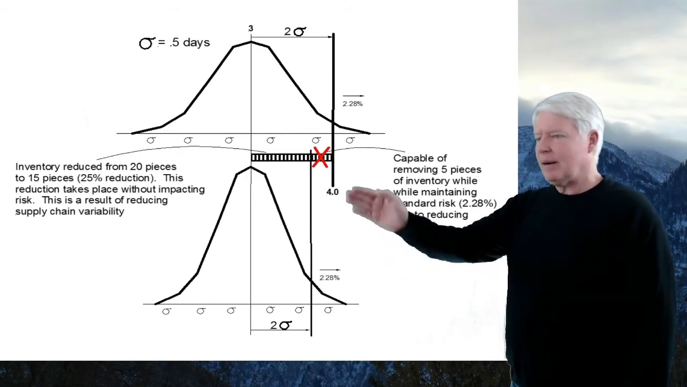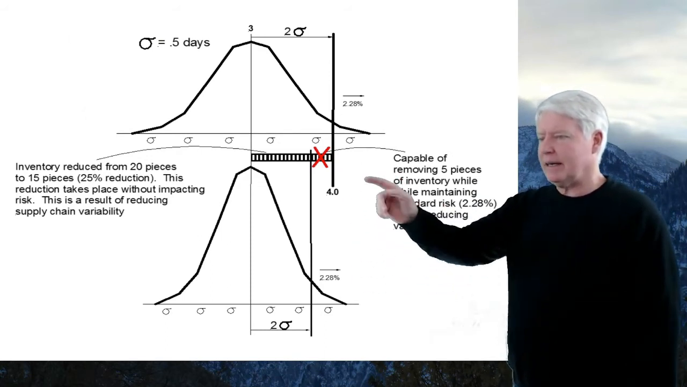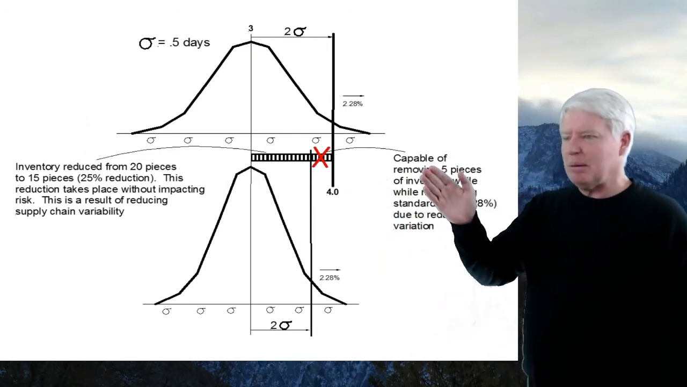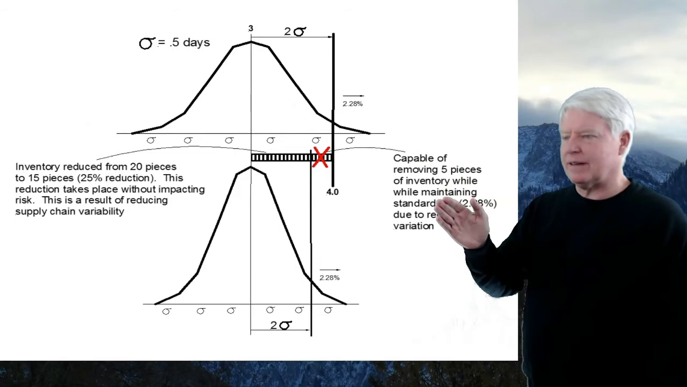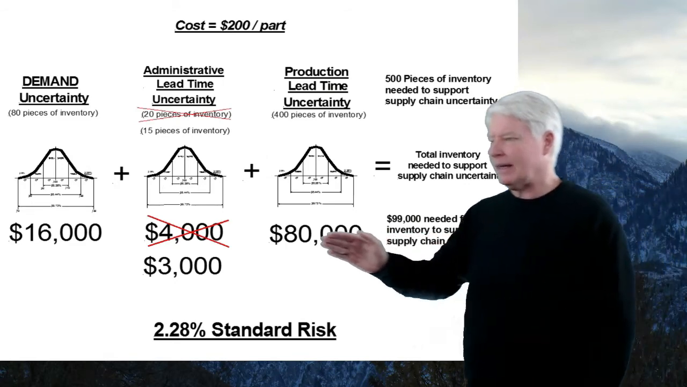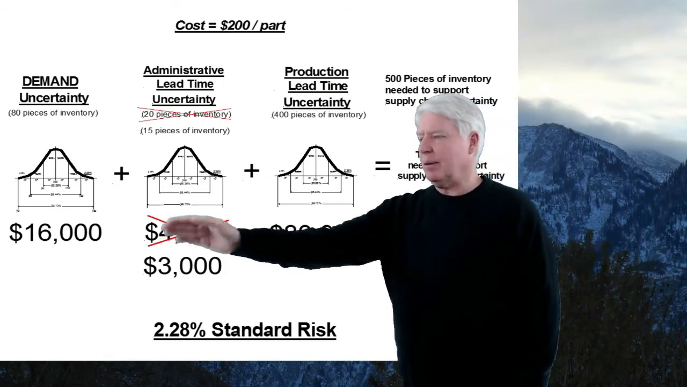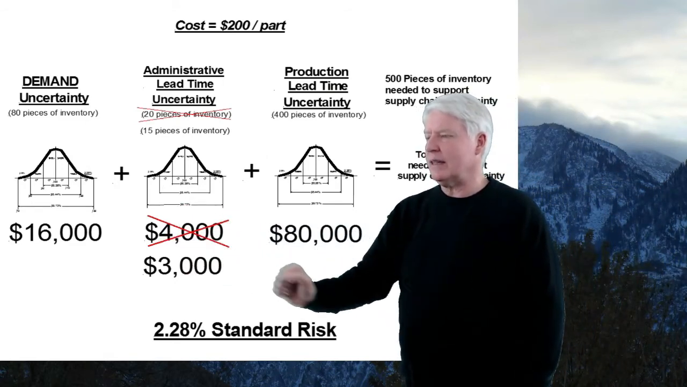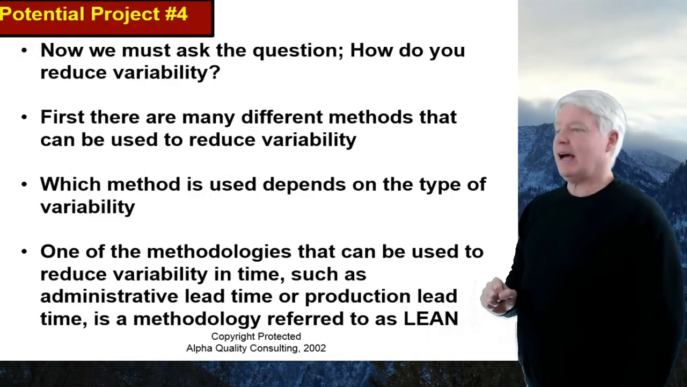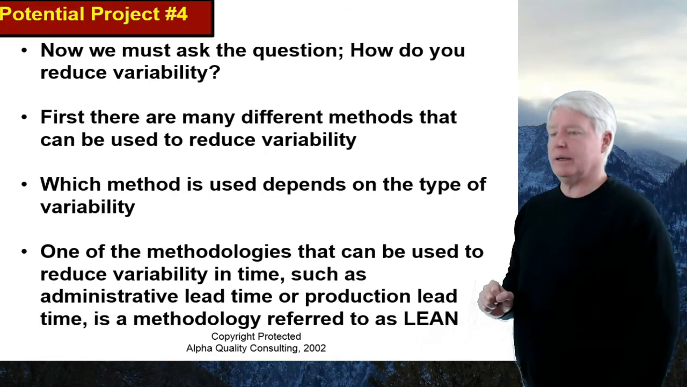Okay, so I was able to reduce, how many did I cut out of there? I have to count, I think I counted over here. Capable of removing 5 pieces of inventory while maintaining the standard risk due to reducing variation, solution 3. So now I can come back and say, okay, I did a project, so now we only need $3,000 worth of inventory. Now we must ask the question, how do you reduce variability?